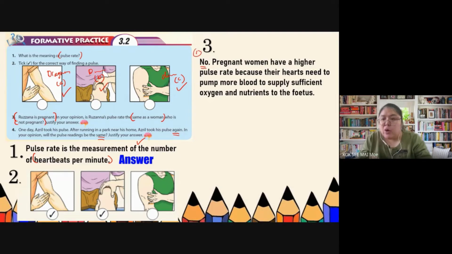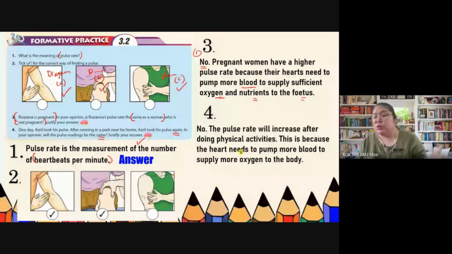Why? Because their heart needs to pump more blood to supply sufficient oxygen and also nutrients to the fetus. Fetus means the baby still inside the stomach. So you need to provide more oxygen and nutrients, so that's why you need more blood. Okay, so this one is exercise 2, you need to do inside your exercise book.